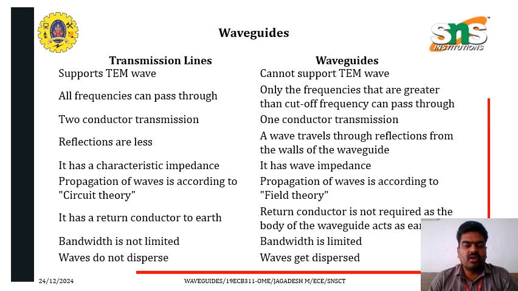Propagation of waves is according to circuit theory in a transmission line, and according to field theory in a waveguide. A transmission line has a return conductor, the earth. A return conductor is not required in a waveguide, as the body of the waveguide acts as the earth. Bandwidth is not limited in a transmission line; here bandwidth is limited. In a transmission line waves do not disperse; in a waveguide waves get dispersed.